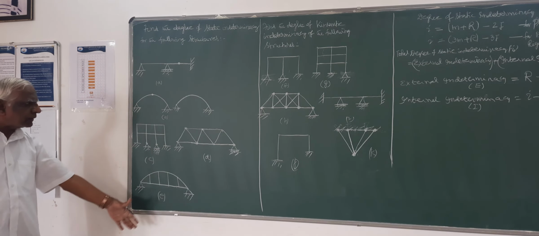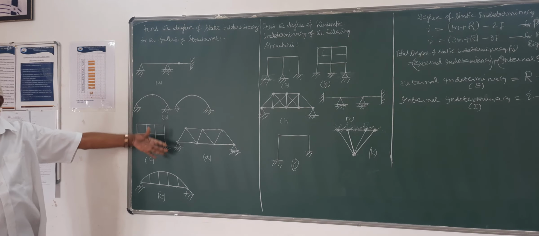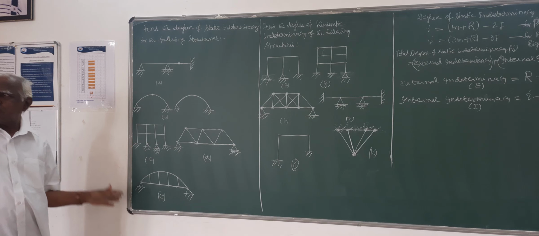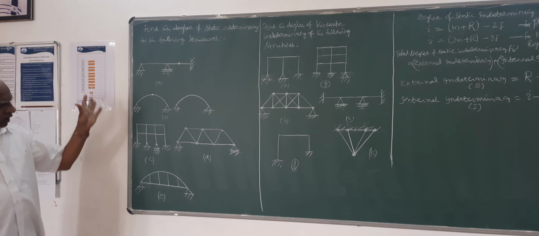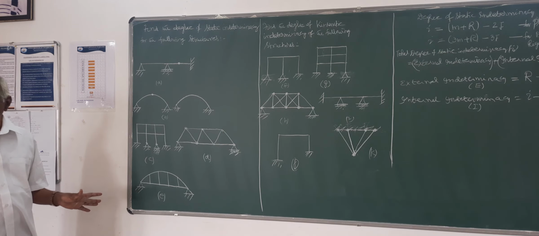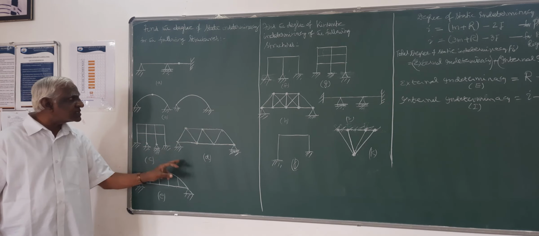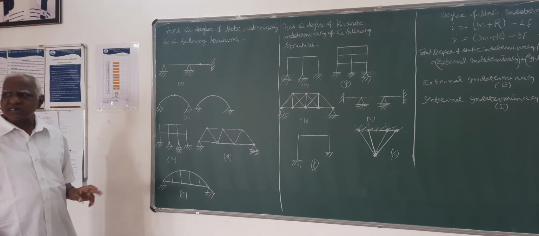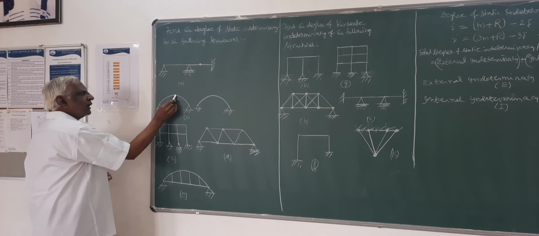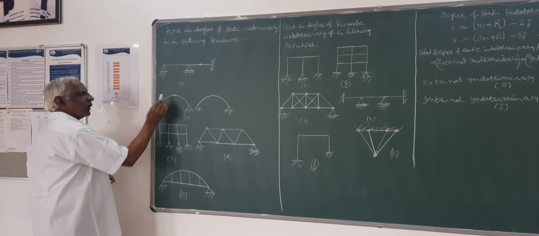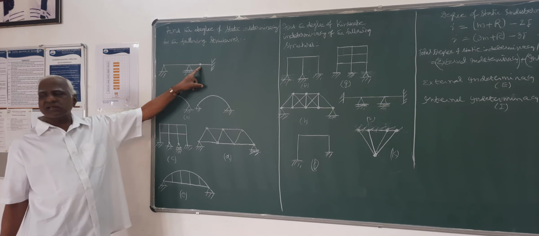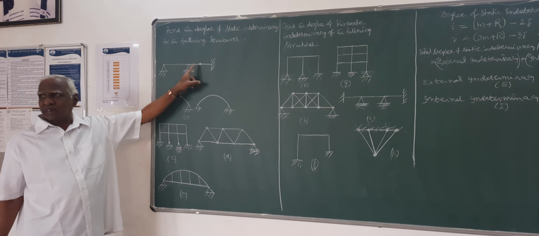And here all members lie in only one plane. That's why it is called plane frame structures. So all are called plane frame structures, and except these, the rest are all called rigid plane frame structures. Here I have considered one more internal hinge. Then here also I have considered one internal hinge.